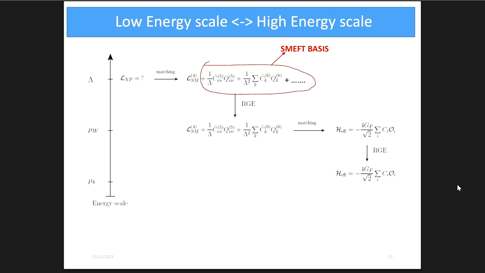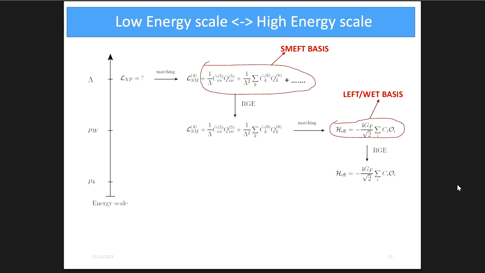And then at this scale, the electroweak scale, you can match it to the effective operators which should be relevant below the electroweak scale. Okay, so that matching you can do at that scale. And this is where you will be defining your low energy effective theory basis or weak effective theory basis. Okay, so that matching you need to do.